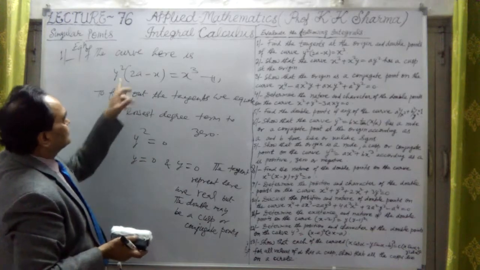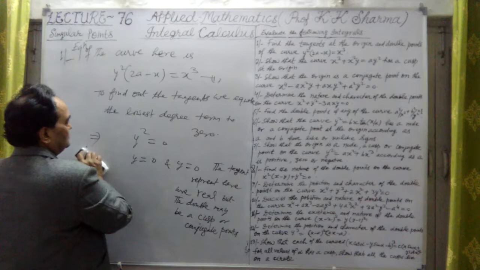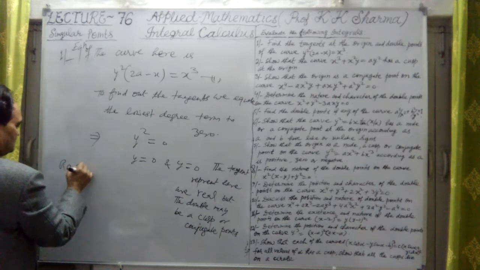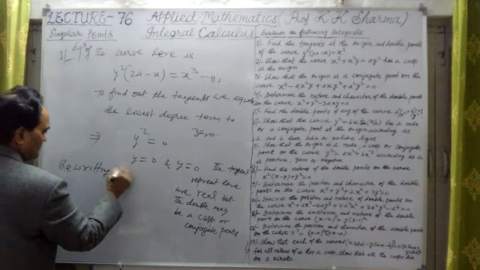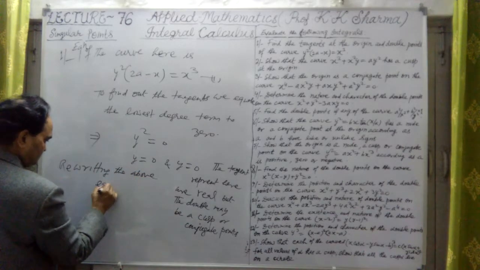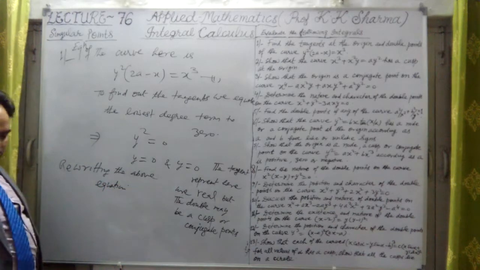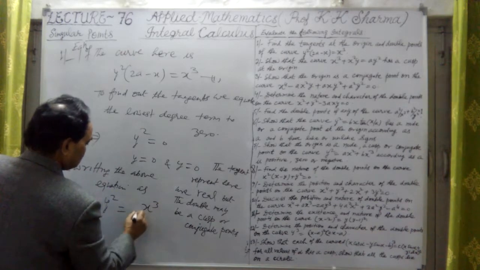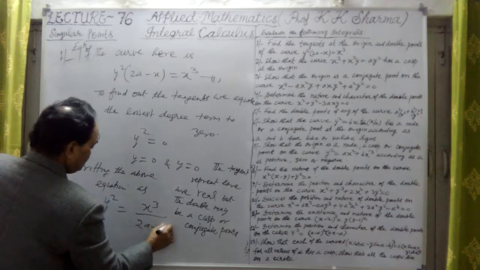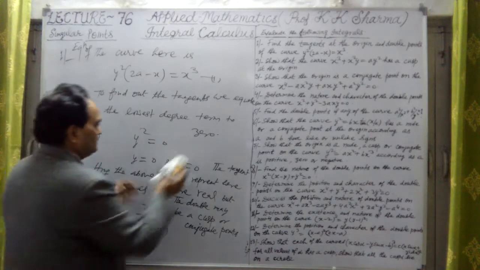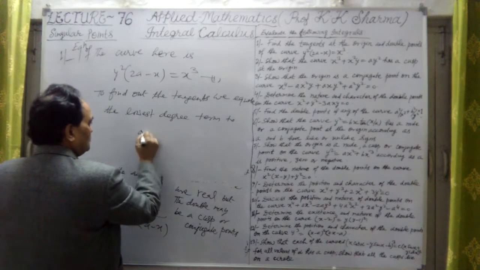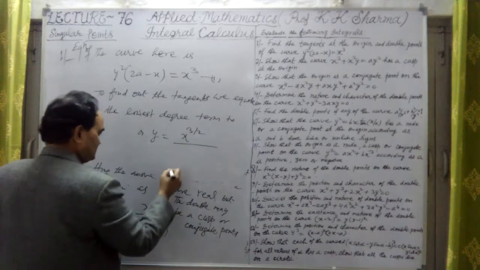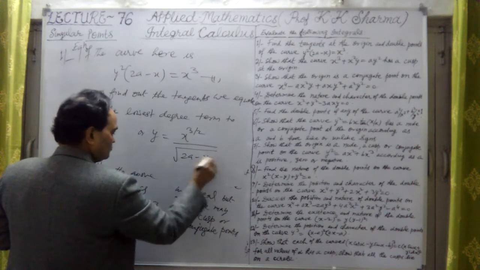Now let me solve this equation for y. Rewriting the above equation as y square is equal to x cube upon twice a minus x, or y is equal to x to the power 3/2 divided by the square root of twice a minus x.